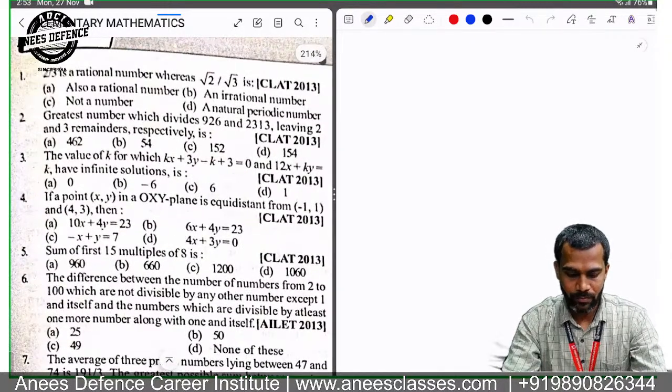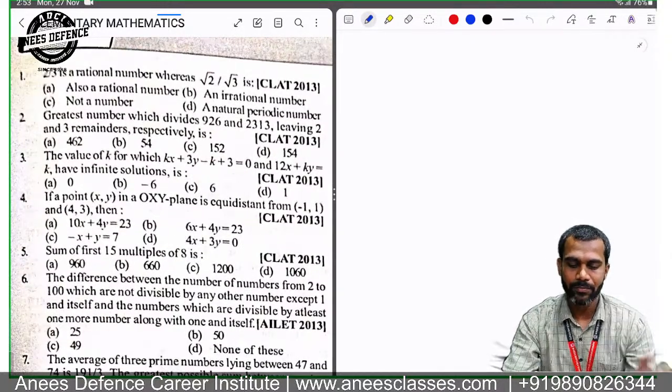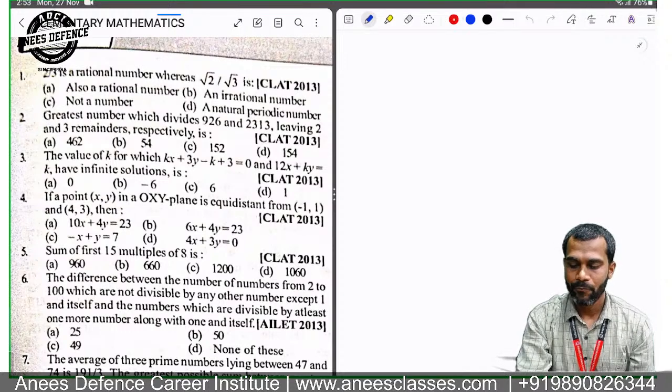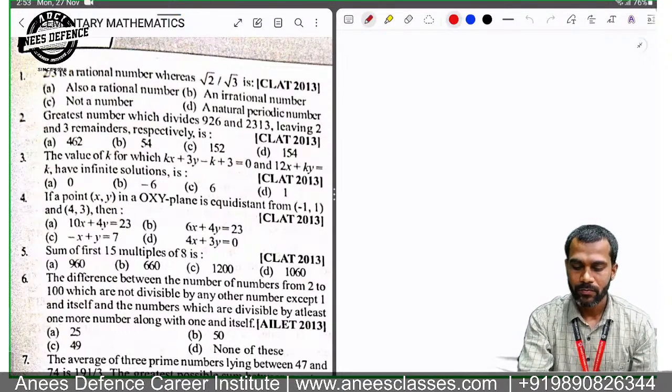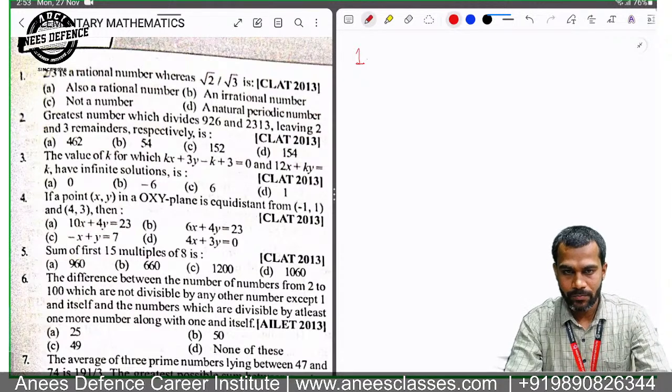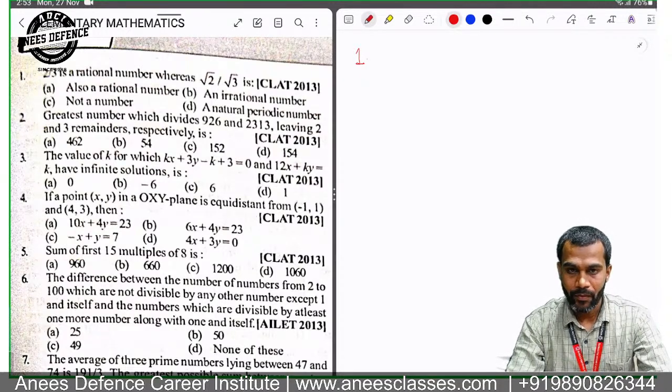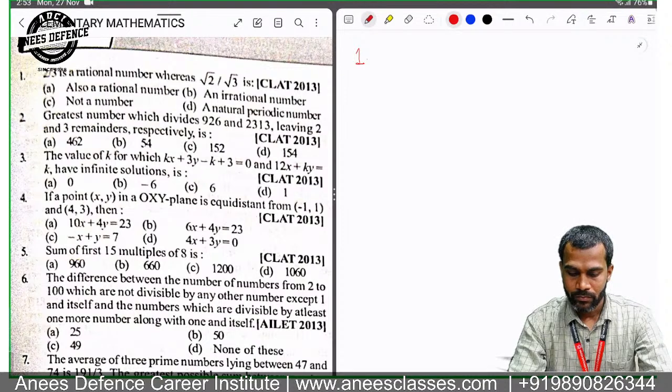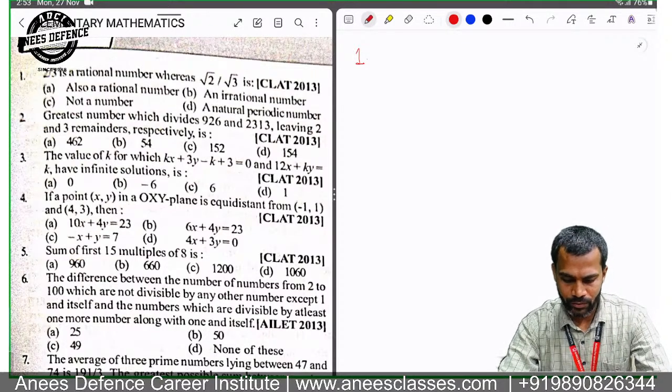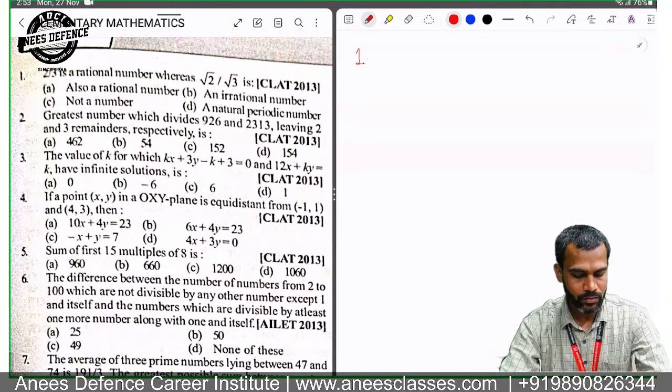Good afternoon, everyone. Please try to solve question number one. What is there in the question? 2/3 is a rational number, whereas root 2 by root 3 is what? We have already solved this type of question, right? I mean, this question we have.